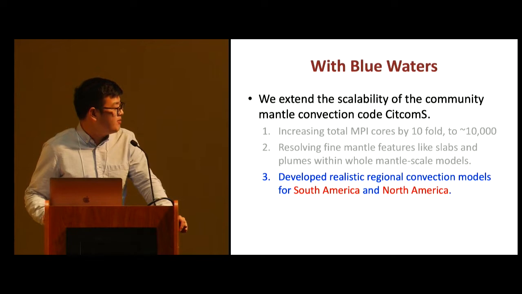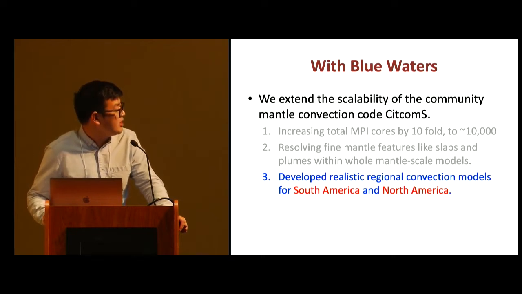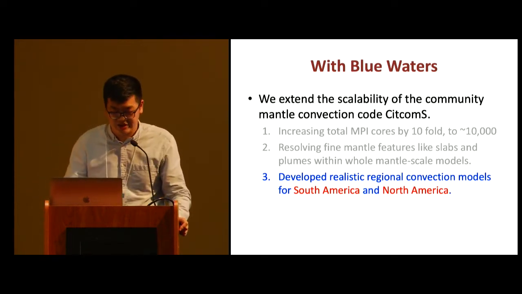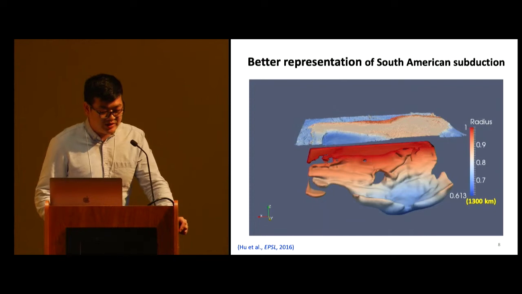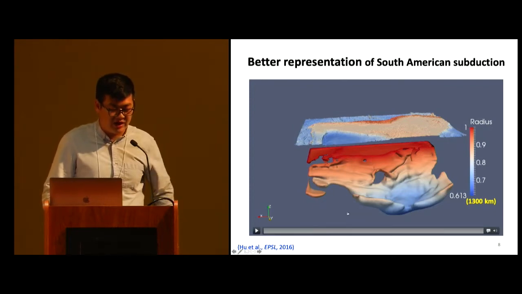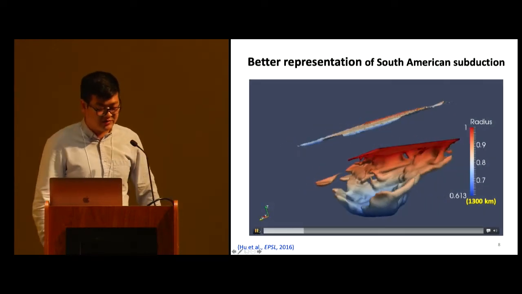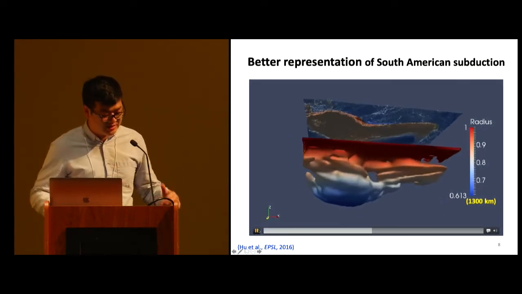Also, based on the method we developed, we developed some realistic regional convection models for South America and North America. For South America, as I mentioned before, we well reproduced the subduction history, and we also have a well-defined 3D structure of the subducting slab.